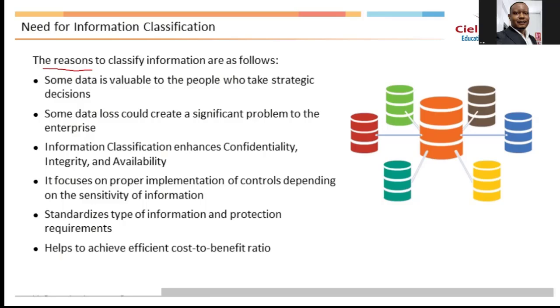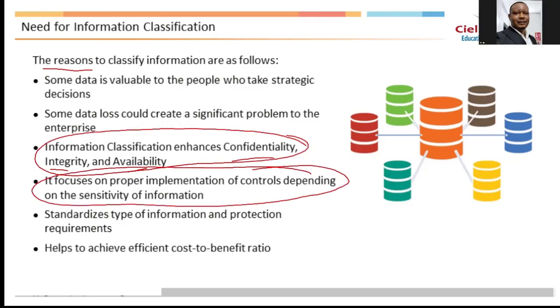Aside from that, some data loss could create a significant problem for the enterprise. It simply means that if we lose that particular data, it's going to be a major problem for the enterprise. Then information classification can also help us to enhance confidentiality, integrity, and availability. It also focuses on proper implementation of controls depending on the sensitivity of the information. The first level is to classify the information before you even begin to talk about controls to put in place. Controls will include creating user profiles and mapping out what each user can have access to. And that's one of the key things that controls would help us accomplish.